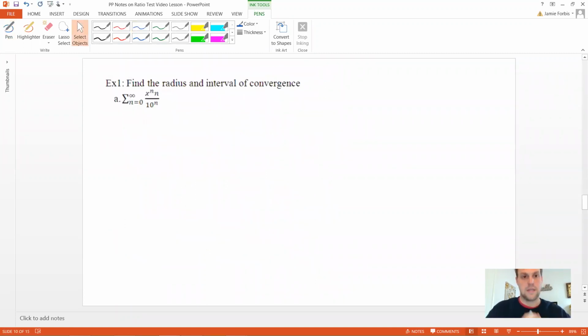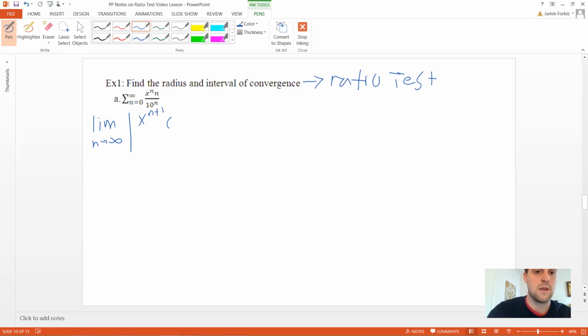Number 1, it says find the radius and interval of convergence. Now, the ratio test is extremely helpful for doing this. If I want to figure out where the interval of convergence is, it's whenever the ratio test is less than 1. So I'm going to set up the ratio test. I'm going to say the limit as n is approaching infinity of the absolute value of a sub n plus 1 divided by a sub n. So I'm going to go ahead and put x to the n plus 1 divided by 10 to the n plus 1. And we're going to multiply that by 10 to the n over x to the n.